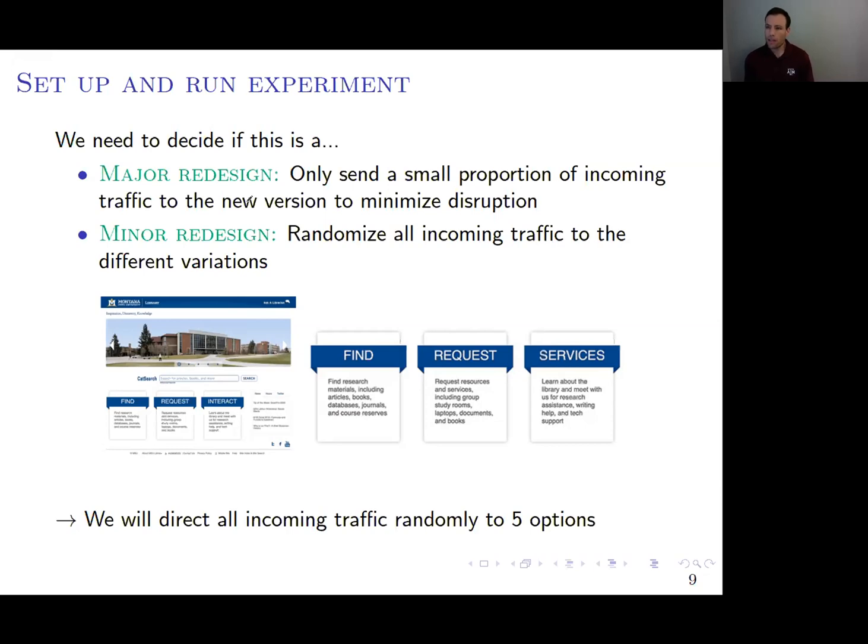If it's a minor redesign, it's just a change in labels or different ads or different ad placement or something like that. It's not going to disrupt user experience too much. So then we can just randomize all incoming traffic to these different variations. In this case, it would make sense to randomize all traffic because it's such a minor redesign. So here we have the original website where we had interact. Now we're just going to take services in this banner and put it in for interact. So if we were to run this full experiment, we would redirect all the traffic to these 5 different options.